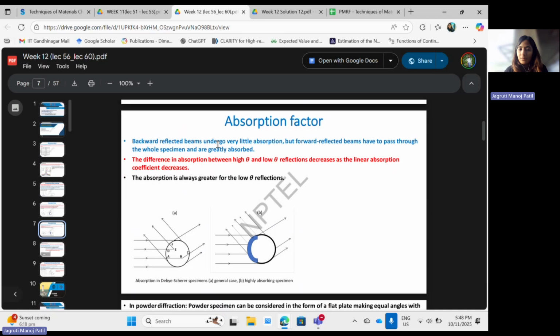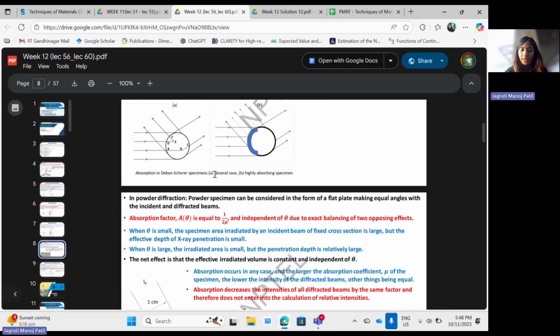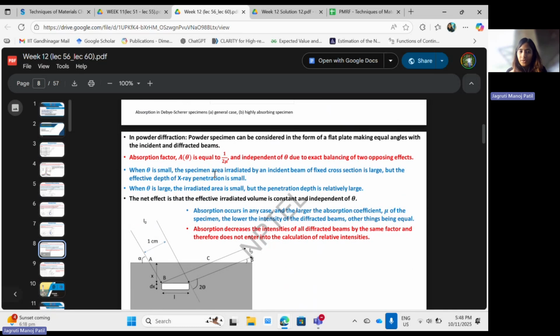So backward reflecting beams will undergo very little absorption, whereas the forward ones pass through the whole specimen and are very greatly absorbed. The difference between lower and higher angle reflections will increase as the linear absorption coefficient decreases, so absorption is always greater for lower-angle reflections. Of course, we know that. As the reflection angle increases, absorption will decrease. So as more intensity goes back toward your source or your detector, the absorption happening at that surface or material interface will also decrease.